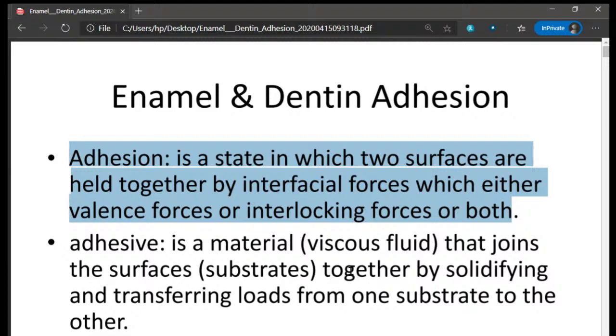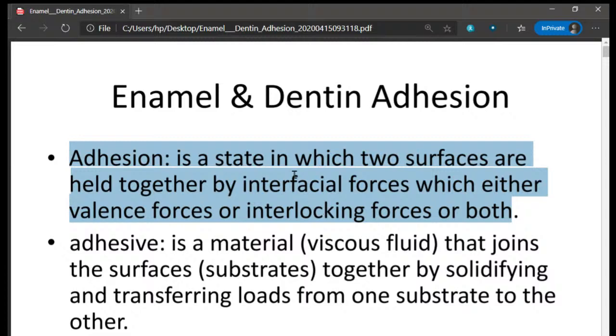Adhesion is a state in which two surfaces are held together by interfacial forces which either valence forces or interlocking forces or both. This was a reading to understand the adhesion force. Let's read it again in the text-to-speech. Adhesion is a state in which two surfaces are held together by interfacial forces which either valence forces or interlocking forces or both.